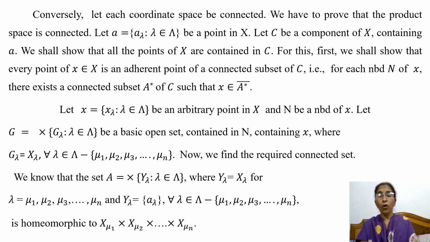We shall show that all the points of X are contained in the component C. To show this, first we shall show that each point of the space X is an adherent point of a connected subset of C. That is, for each neighborhood N of x, there exists a connected subset A* of C such that x belongs to the closure of A*. That is, any point of X is an adherent point of a connected set A*.